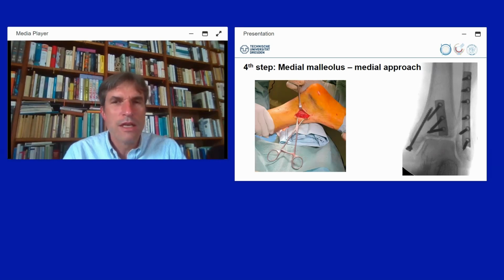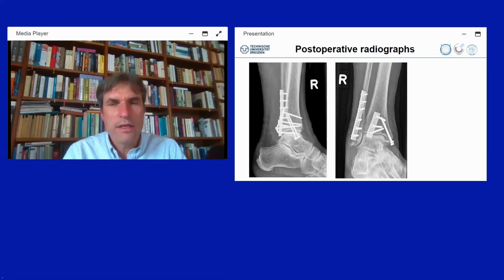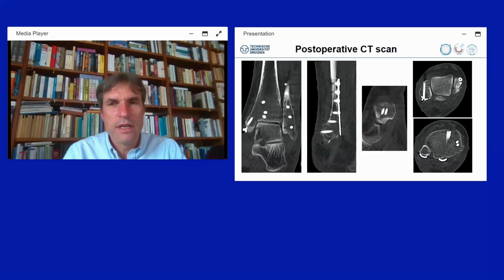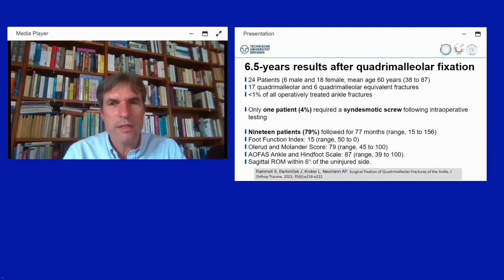And then in this case, the medial malleolus is fixed with the same medial approach that you would use with the patient supine and fixed with 2 screws. And again, no wonder that the syndesmotic complex at the end of the surgery is stable. These are the post-op radiographs, and these are the post-op CT scans of that patient. Here you can see the reduction of the posterior malleolus and that intercalary joint fragment.